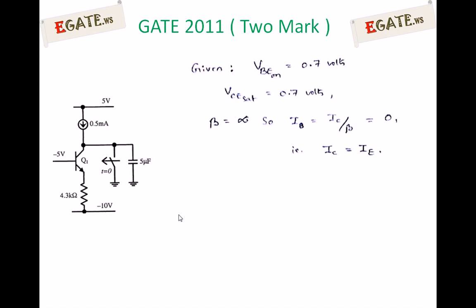Why? IB is equal to IC by beta. If beta is very large or equal to infinite, IB will be 0 or approximately 0. So whenever IB is neglected, IC is nothing but IE. That is, the collector current is the same as the emitter current if the base current is neglected. So this is the information we get from beta equal to infinite. The same collector current that is flowing is also flowing through the emitter.